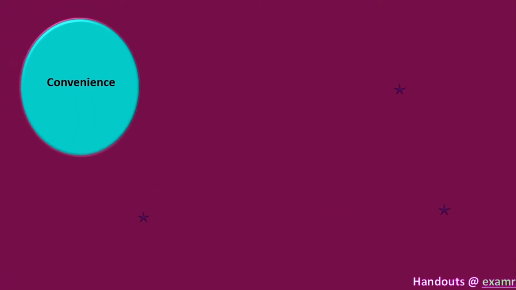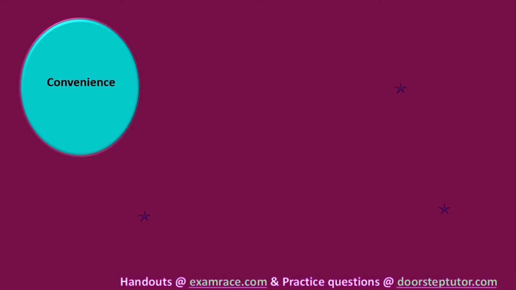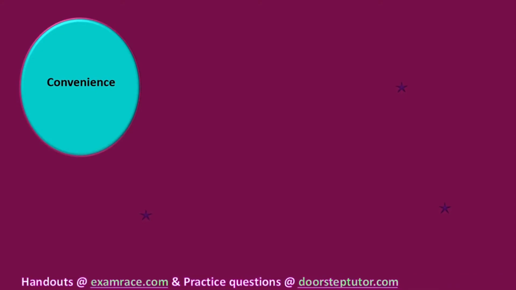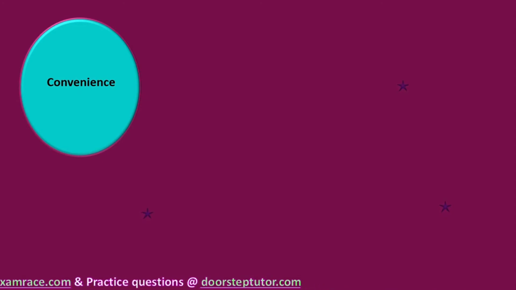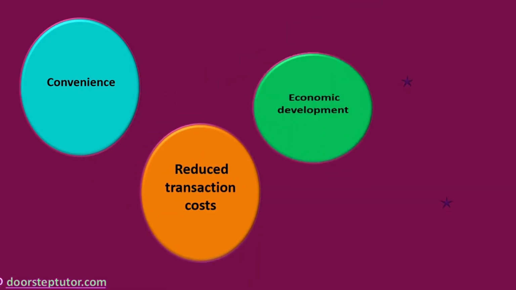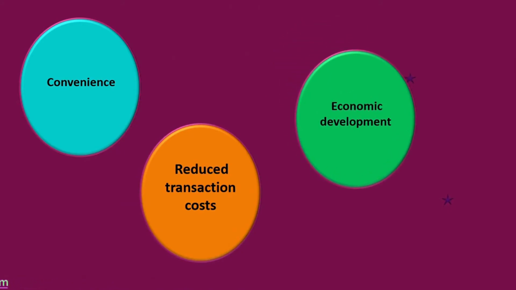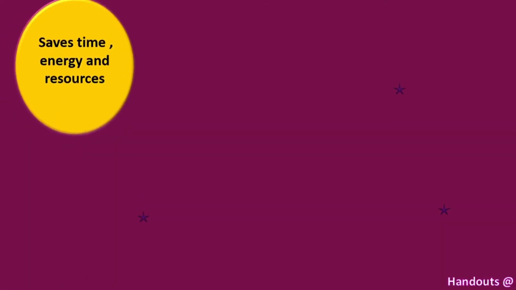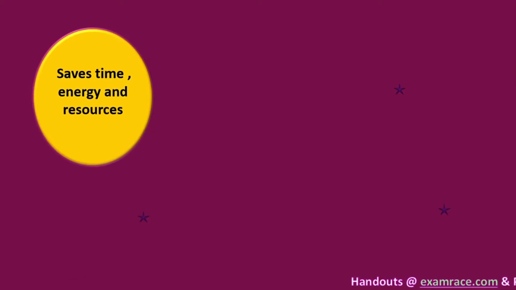Next, we have convenience. Now, mobile banking provides you with this particular feature because it is also internet banking. It is the most important advantage because you get the service 24 by 7, 365 days. Reduced transaction cost, and automatically it leads to economic development. It saves time, money, and energy. It saves your human resources and financial resources.